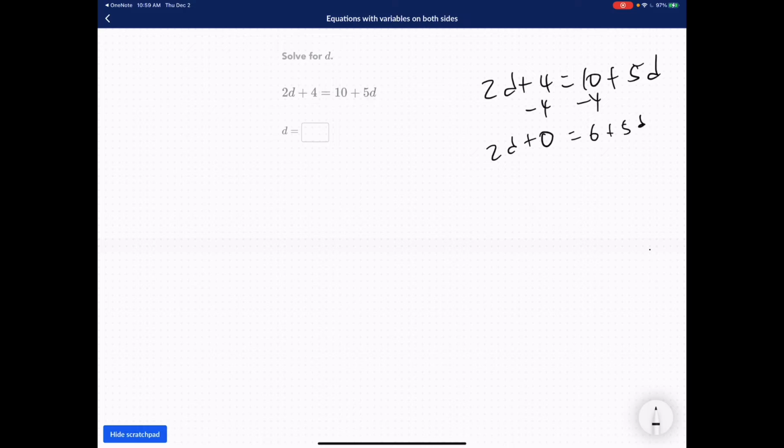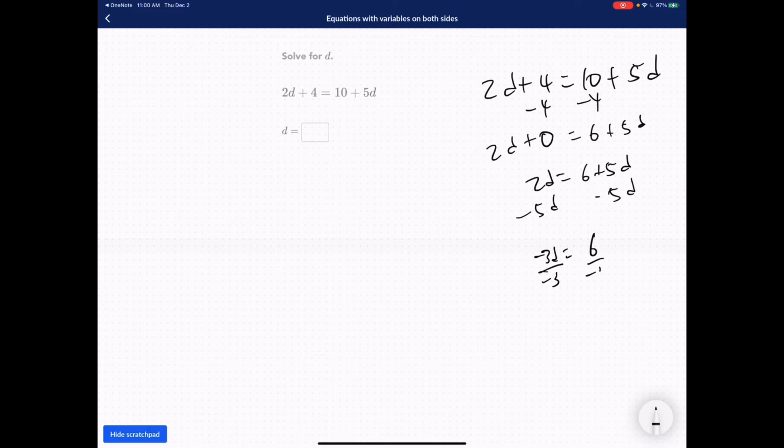And then 2d plus 0 is 2d, and 6 plus 5d is like so. Then I'm going to get rid of this 5d because I want all the variables on the left side and all the numbers on the right side, since the number's already here. I can just get rid of that and combine it all to the left side. Subtract 5d. 2d minus 5d is negative 3d. And then negative 3d is equal to 6.